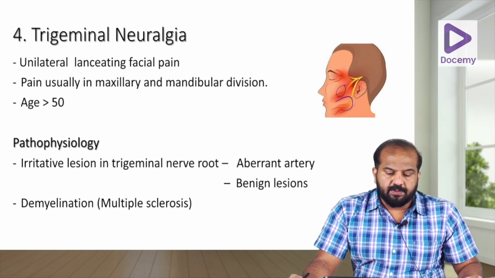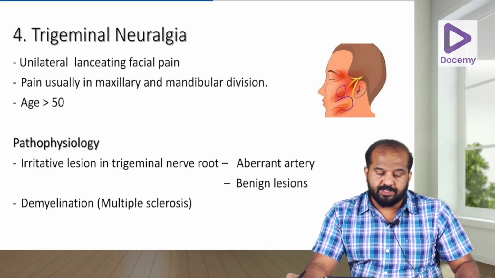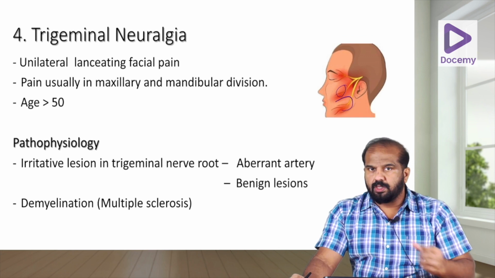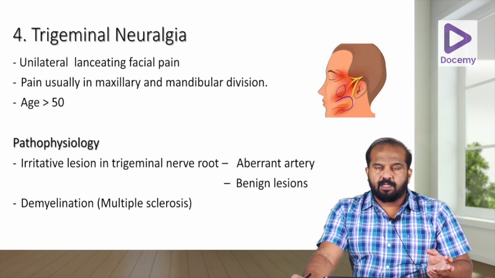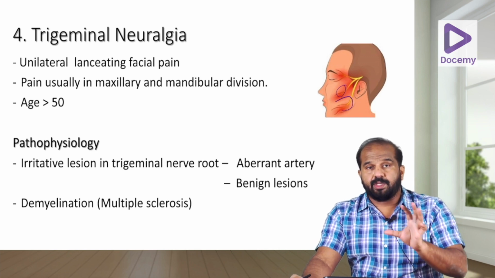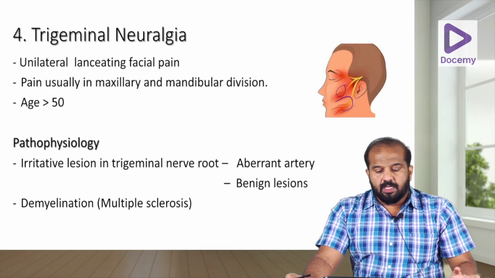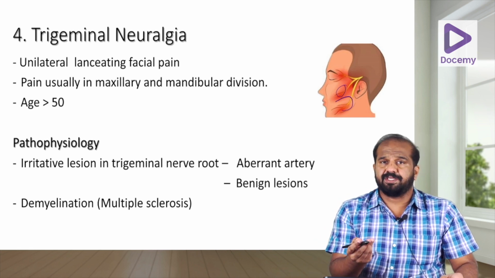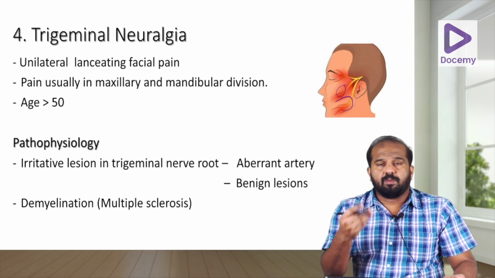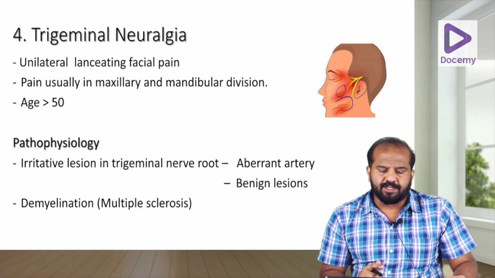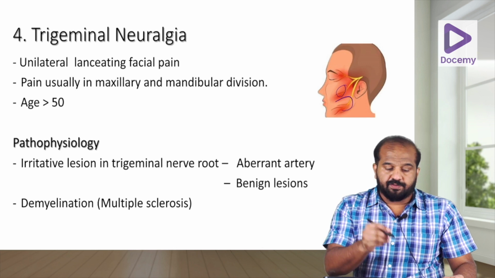What is the pathophysiology of trigeminal neuralgia? An irritative lesion in the trigeminal nerve root. It may be due to an aberrant artery or a benign lesion. The irritative lesion in the trigeminal nerve root is the basis of the pathophysiology. Sometimes it is demyelination, where the myelin sheath is lost in multiple sclerosis or any other demyelinating lesion. It is also told as one of the causes.